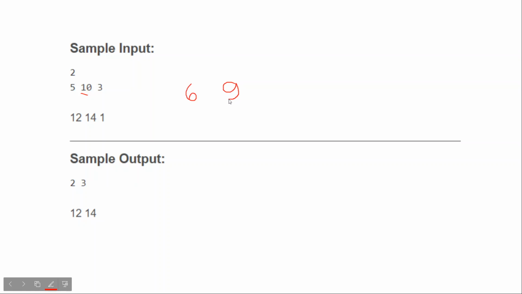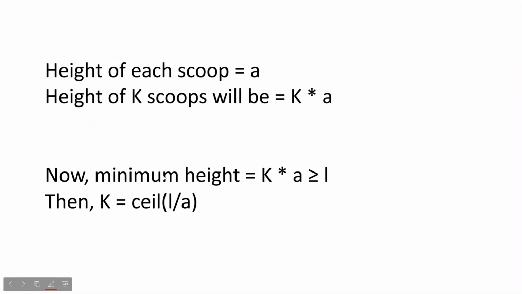So how many scoops each of height 3 we must add to have total height of 6? The answer will be 2. Similarly, how many scoops each of height 3 we must add to have total height of 9? The answer is 3. Okay, pretty simple maths. Let's move forward. Let's try to have a generalized formula.